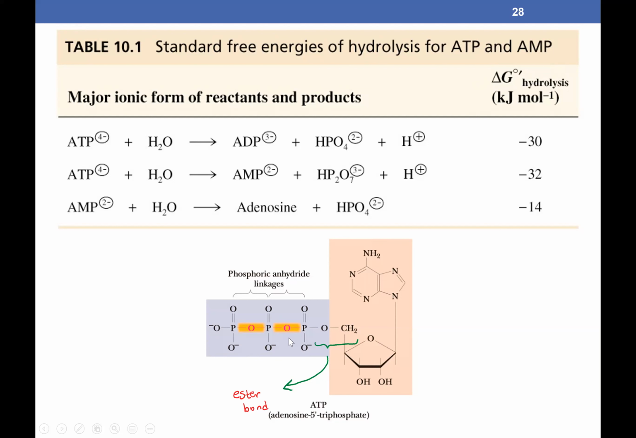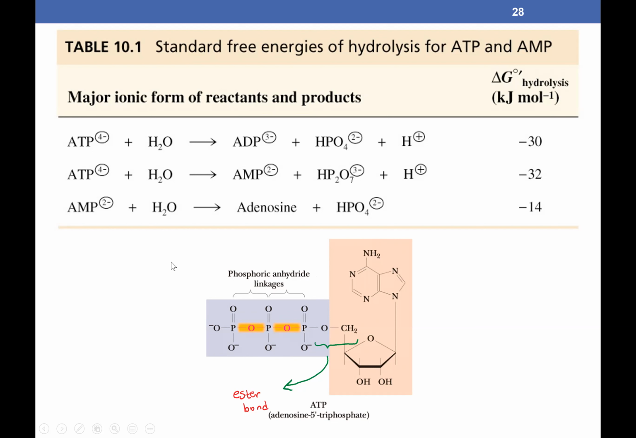And if I want to break down 2 of these bonds, so I make AMP from an ATP, I get minus 32. So I'm releasing a lot of energy. But what if I have an AMP? So just this much, and I want to break down this ester bond. I only get minus 14 energy, like the delta G is minus 14 only. So that's not a lot of energy because it takes a lot of effort to break down an ester bond. So it's more efficient for the body to break down only the 2 phosphoric anhydride linkages.